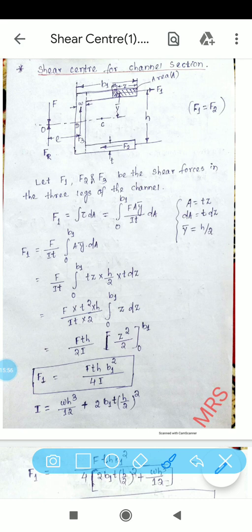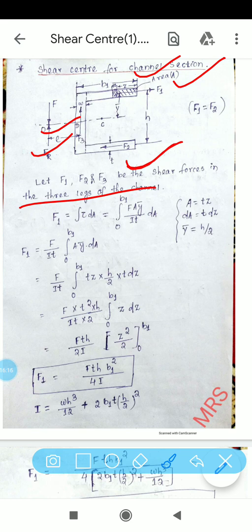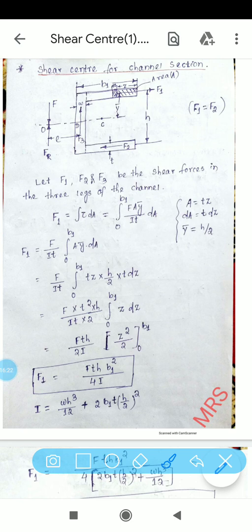And here one is your F1 and another is your F2. So F1, F2 and F3. F3 is for web. F1, F2 and F3 are the shear force in three legs of the channel. Three legs means one is your top, one is your bottom, and the other is your web section. So here F1 is equal to F2 because the magnitude of F1 and F2 is equal, but in opposite directions, the distribution of the shear flow.